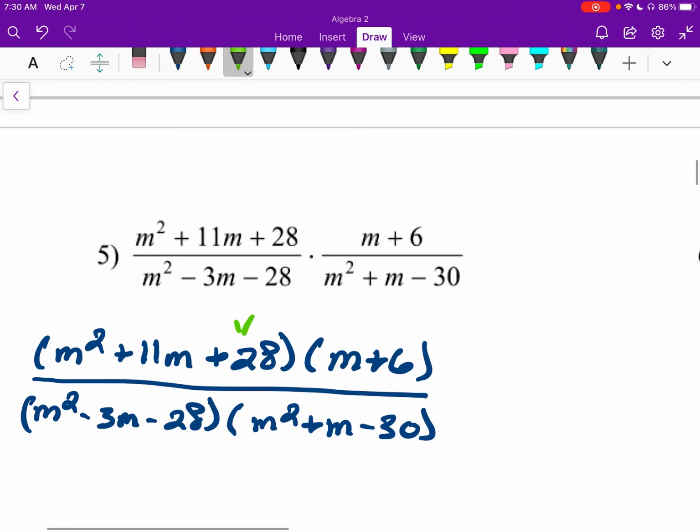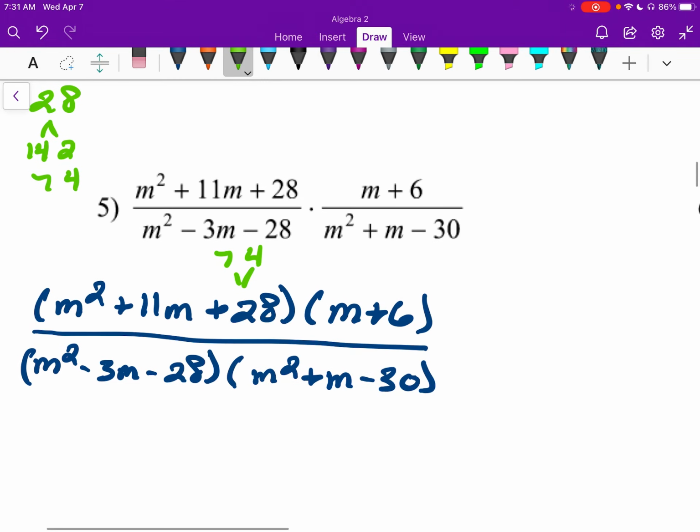What could we do? Well, 20. I'm just going to list them because I'm not seeing something right away. 14 and 2, 7 and 4, 7 and 4. That would be it. So it'd be positive 7, positive 4. All right.